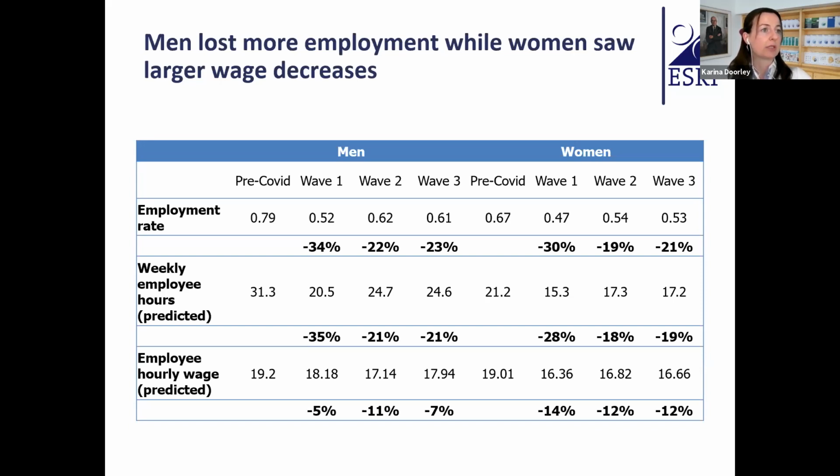Weekly employee hours followed the same pattern. So men lost 35% of their hours in the first wave compared to 28% for women. And then losses were similar enough in waves 2 and 3 for men and women. The employee hourly wage for men decreased by 5% during the first wave of the pandemic, but by 14% for women. And then losses were a little bit more similar in waves 2 and 3 for both men and women.